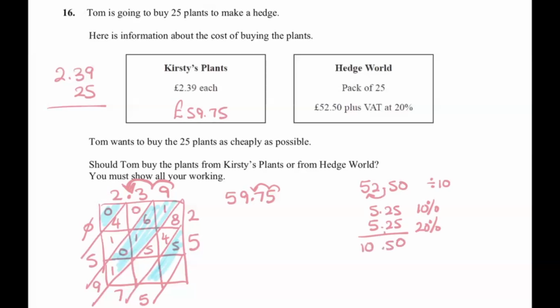£10.50. Now I've got to add that onto the cost of the pack, which is £52.50. And I'm just going to write it underneath. So I've got 0, 10, carry the 1, 3, and it's coming out at £63. So we can see the clear winner is Kirsty's plants.